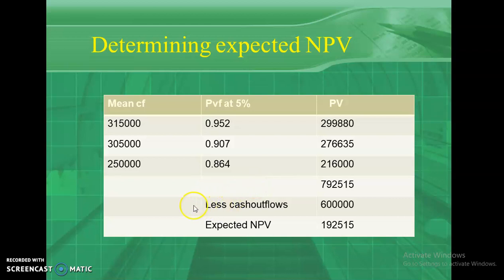Then in the question it is given what the cash outflow is. Cash outflow is 6 lakh rupees. And what is the formula for expected NPV? Present value of cash inflows minus cash outflows: 7,92,550 minus 6 lakh. So expected NPV is 1,92,550. So this is the first method used to calculate the risk measurement, the expected NPV of the project.